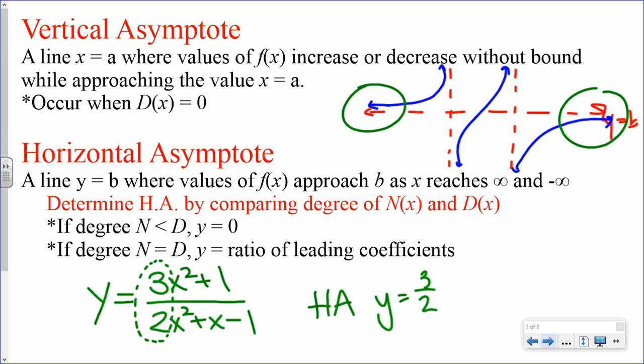All right, so today you're going to have to keep these two rules straight. Is our denominator of higher degree? Y equals 0. Are they of equal degree? We look at the leading coefficients.